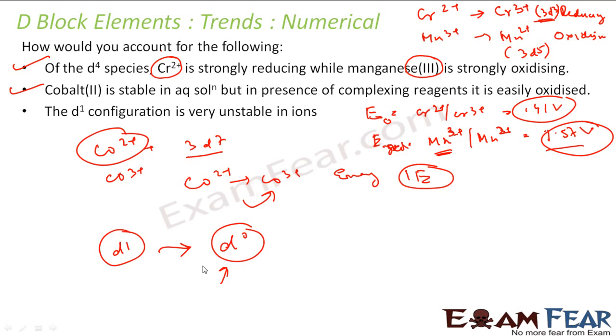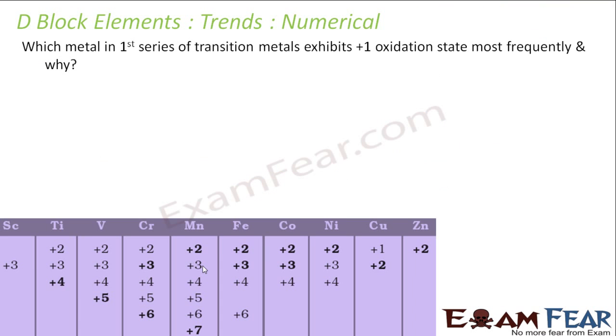Which is the first series transition metal which exhibits the +1 oxidation state most frequently, and why? Plus one is shown only by copper. The others don't even show the +1 oxidation state. Copper shows the +1 oxidation state because its electronic configuration is 3d10 4s0, and this is a stable electronic configuration.